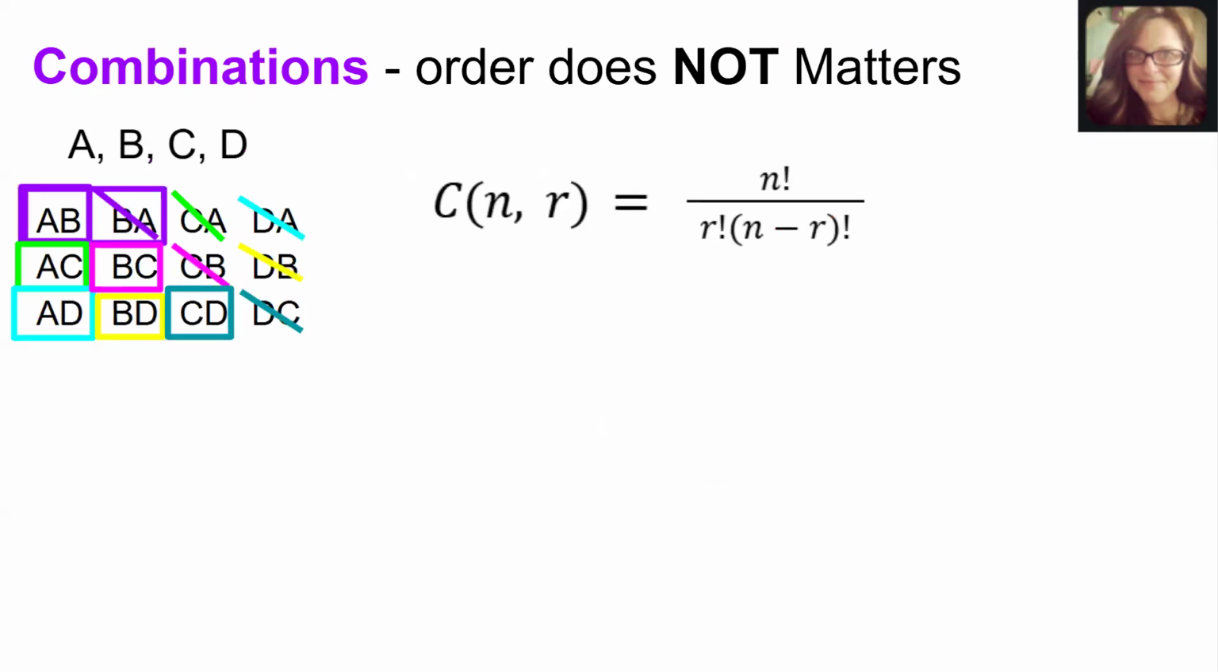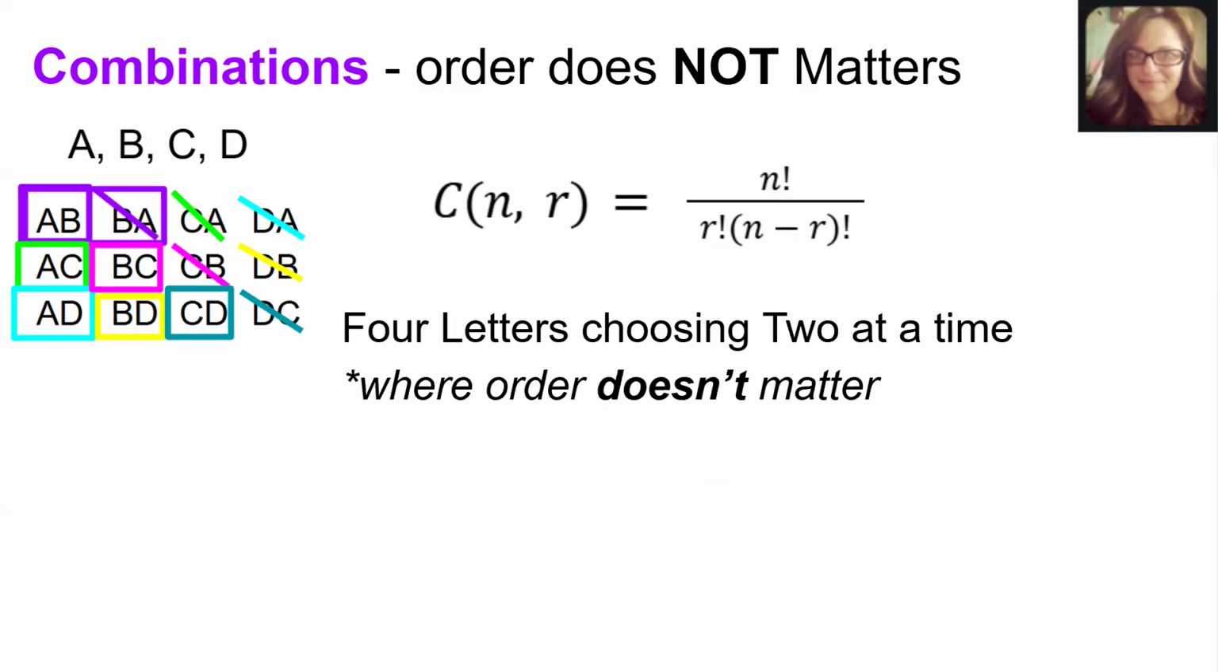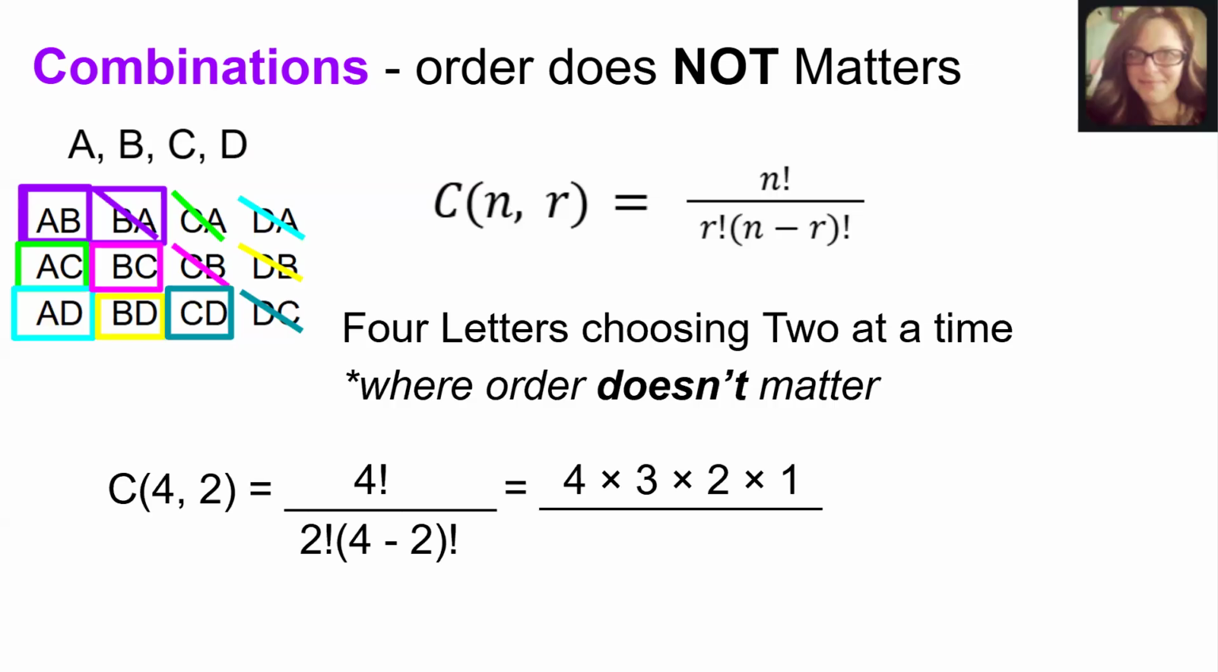Let's take a look at our letters example using our combinations formula. We have 4 letters, and we're choosing 2 at a time where order doesn't matter. So n is 4 and r is 2. We'll substitute 4 and 2, n and r, into our formula, and we'll multiply our factorials. 4 minus 2 is 2, so we get 2 factorial times another 2 factorial.